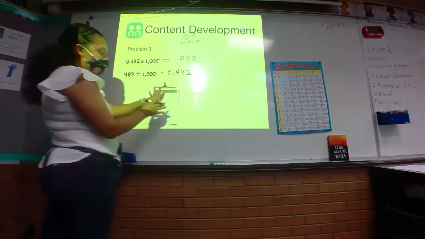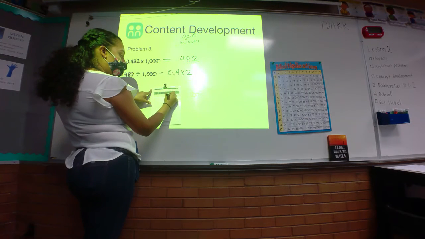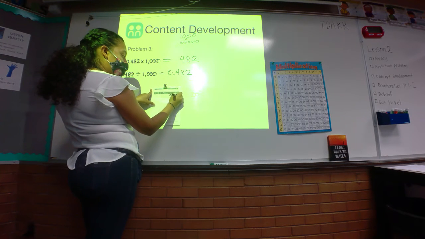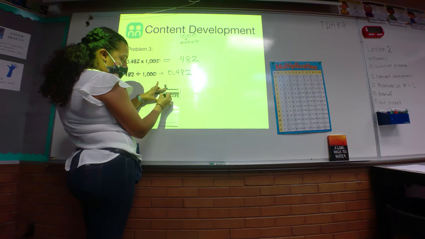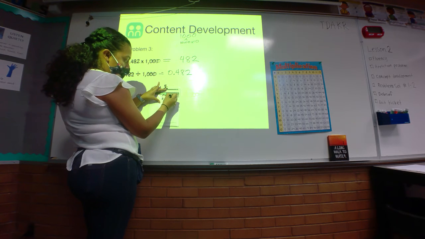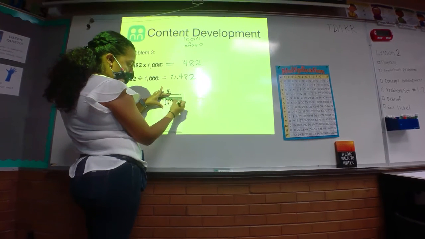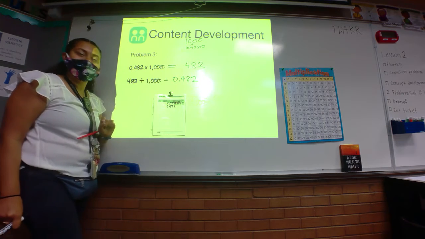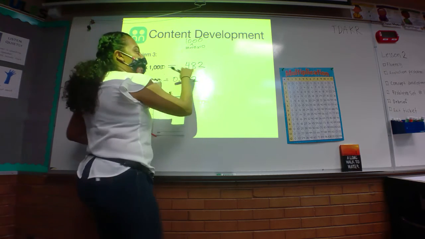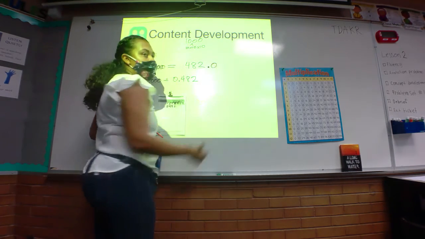Okay, let me check it. So we started with 0.482 thousand. We did 3 jumps. 1, 2, 3. 1, 2, 3. Yep, 482. Or 482 decimal 0.